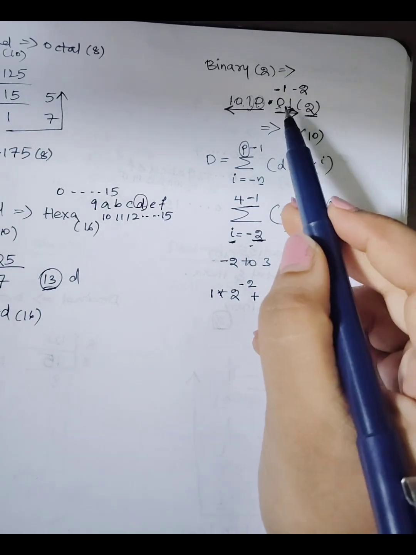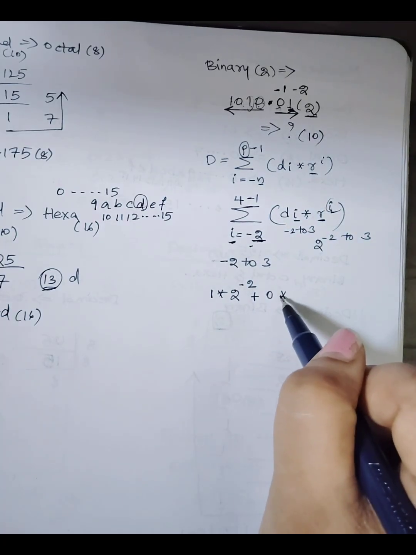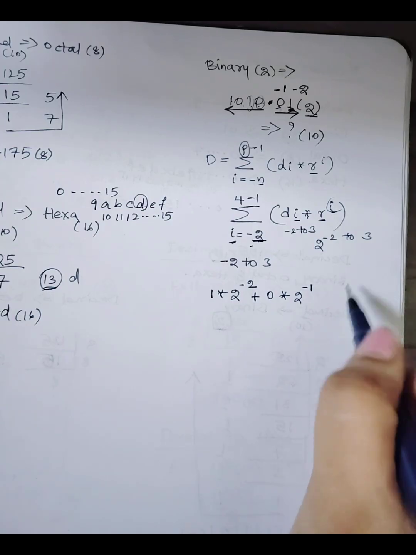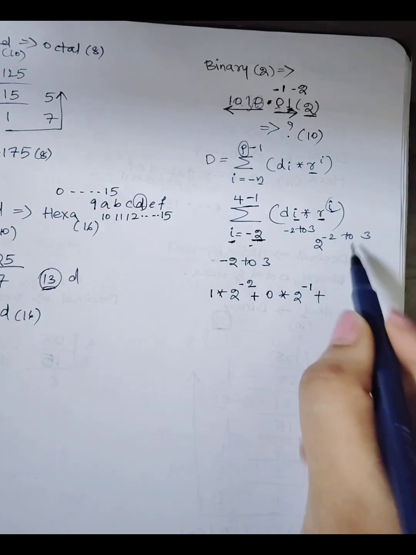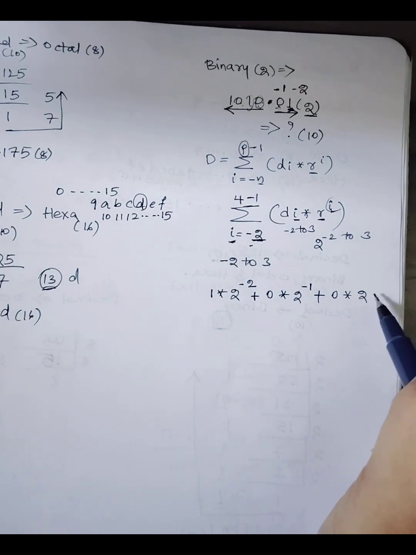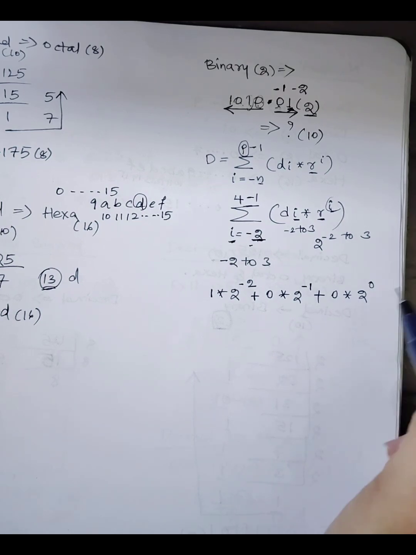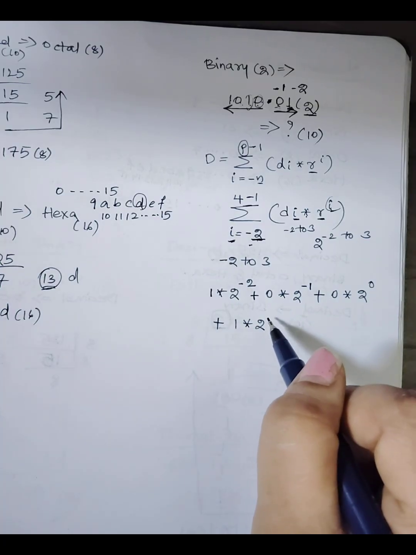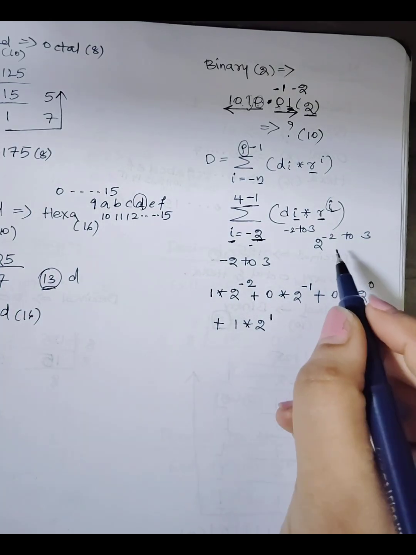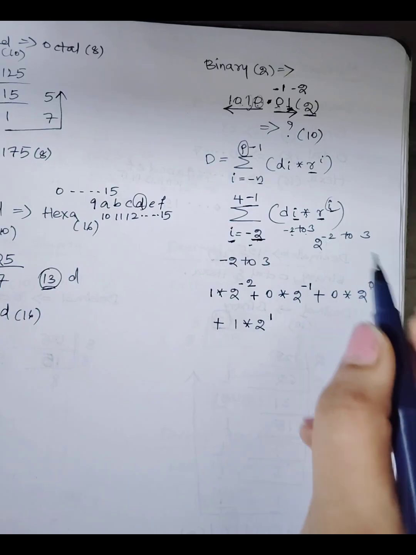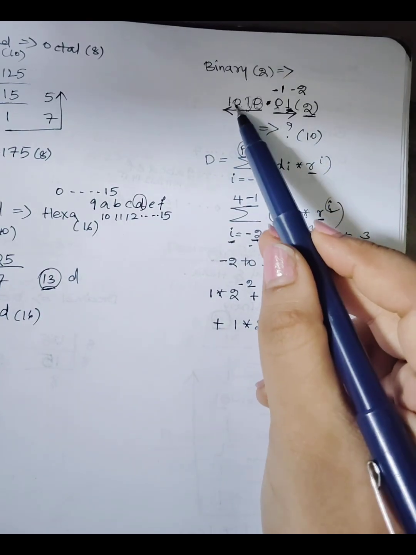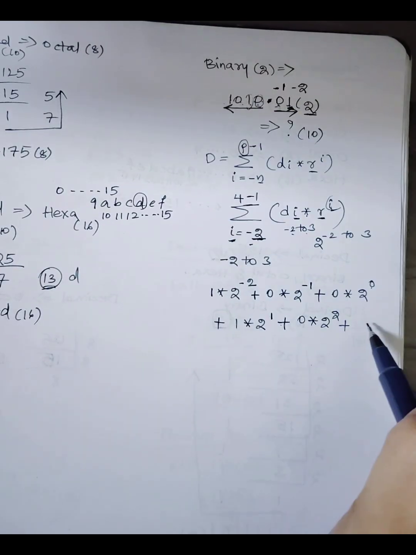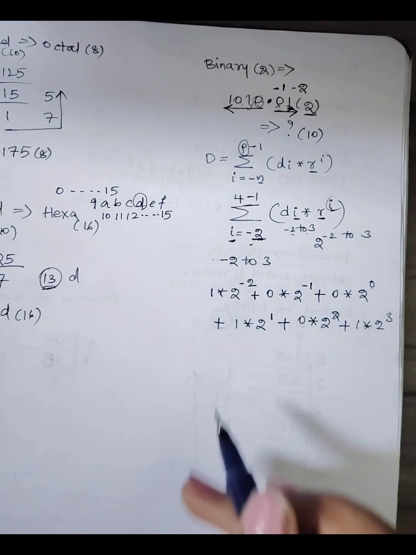Plus it will be minus 1. 0 into our radix 2, power I means we are in the minus 1 iteration. Plus this 0. 0 into our radix 2 and we are in iteration 0. Plus this 1. 1 into 2 power. After 0 our iteration goes to 1. It will pass from minus 2 to 3. So plus we will go to this 0. 0 into 2 power 2 plus 1 into 2 cube.